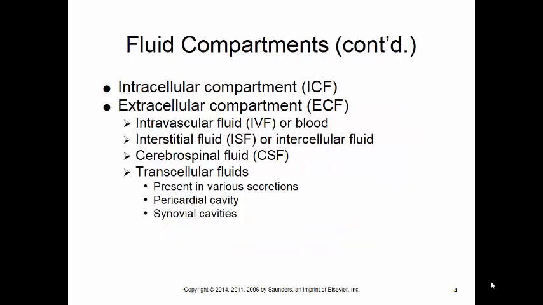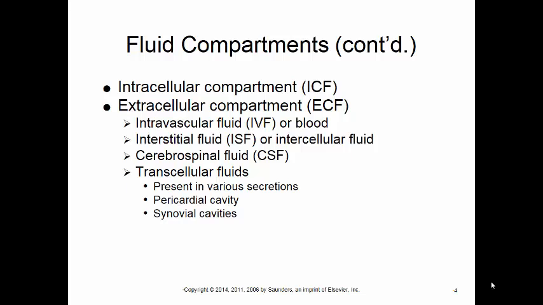So we have the intracellular fluid compartment and the extracellular fluid compartment. Intra means inside the cells. This is where the majority of fluid is. Extracellular is everything outside of that, and we can break this down further into the intravascular, which is the fluid in the blood, and interstitial, which is the fluid in the tissues that surround the cells, in between the cells.